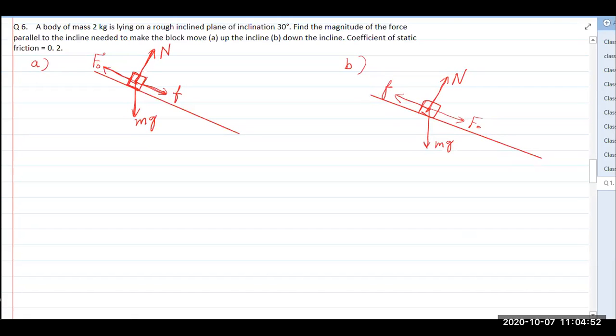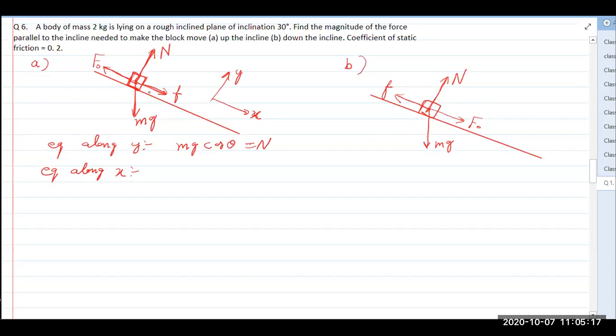So how do we write it? If we write the equations, this is x and this is y. Equation along y: mg cos theta equals normal. So this is the value of normal. I am directly writing it. Equation along x, it will be how much?